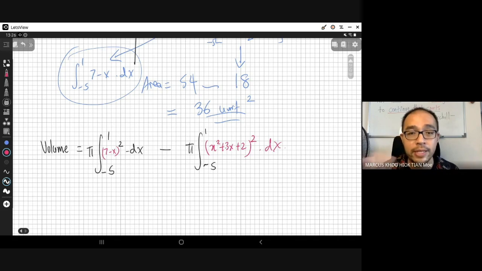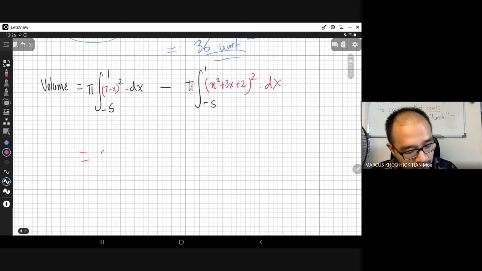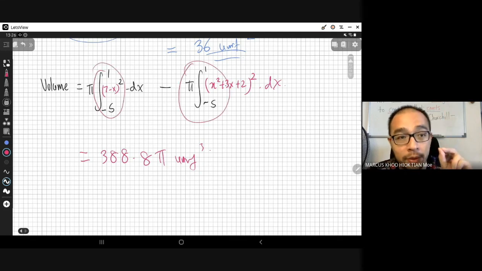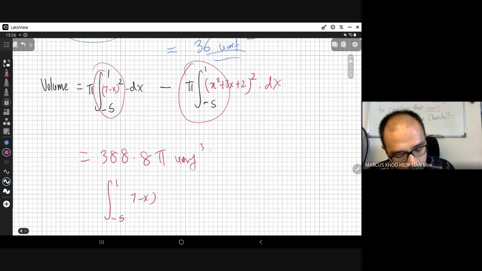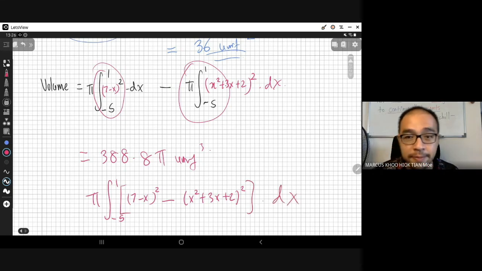But anyway, basically that's the idea lah. Baru 4 markah kan. Hebat tu. Okay, fine. If you want to try this question, the answer is 388.8 pi unit cube. Actually, if you notice, since both the limits are the same, you can actually combine them together. So it will be integration of -5 to 1, 7 minus x squared, minus x squared plus 3x plus 2 squared. Pi of course in front, and then terhadap dx.